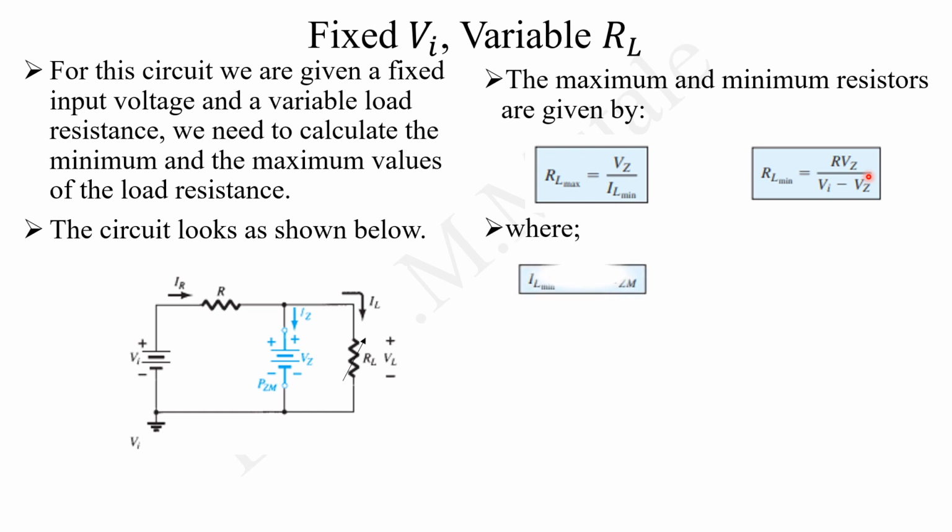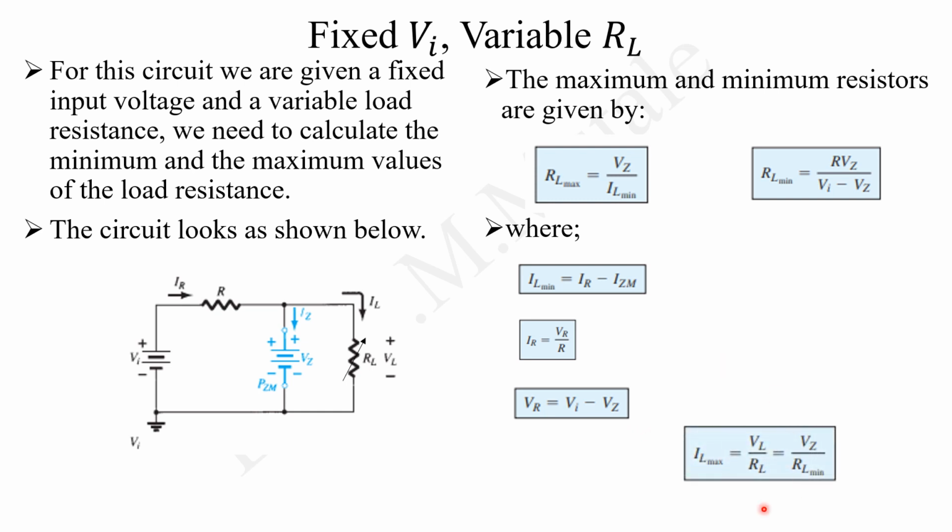The minimum current is given by the difference between the current on this resistor and the current going on the Zener. The difference between those gives us the current going on the load, and that is the minimum current. Here, IR is basically the voltage on the resistor divided by the resistor itself. VR, which is this one, is basically the difference between the two voltages, the input voltage and the voltage on the Zener. That will give us the VR.